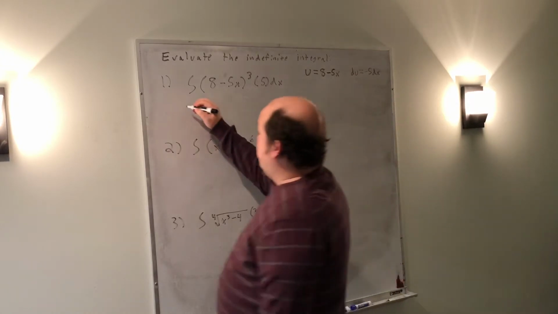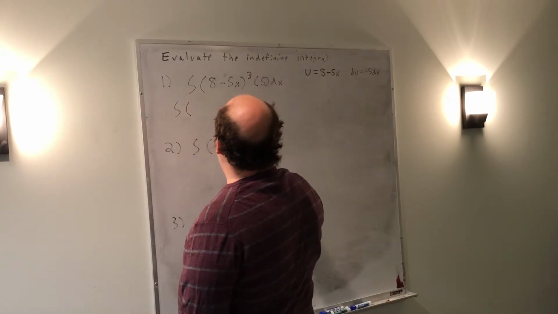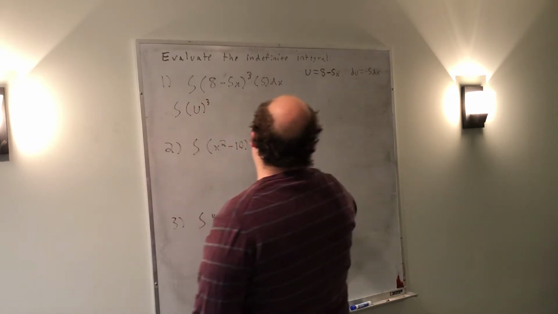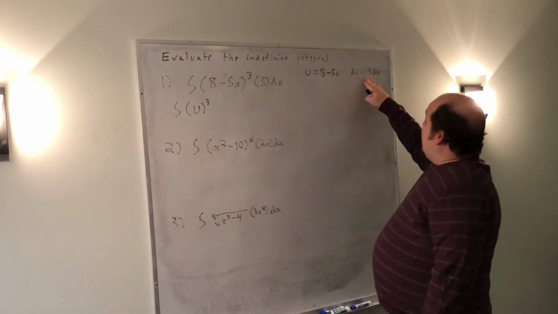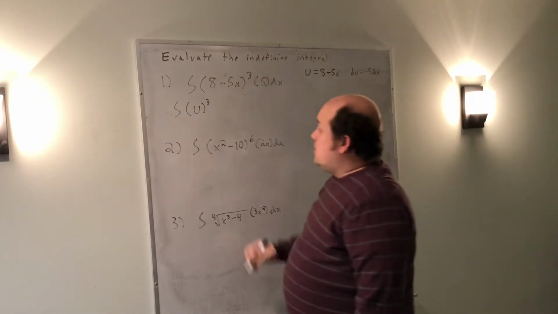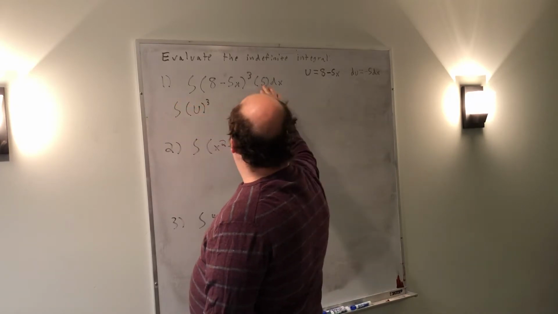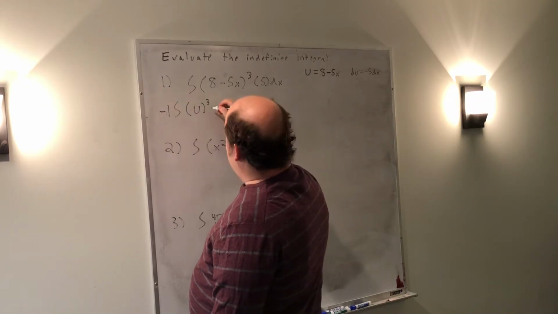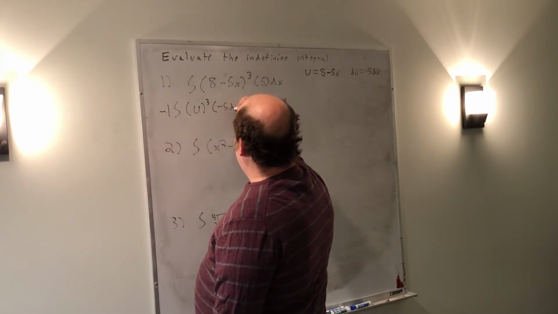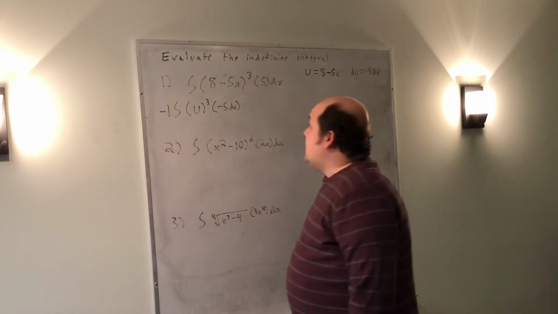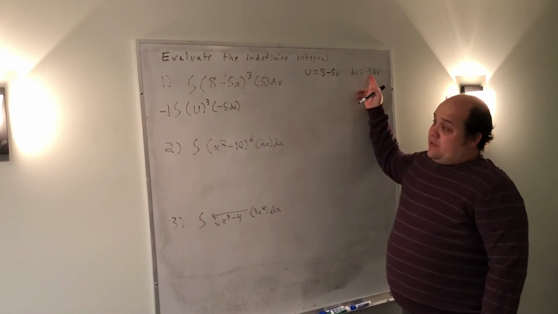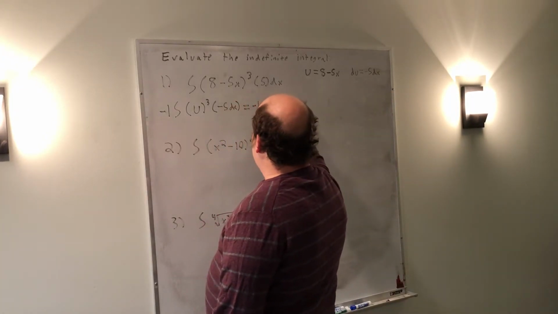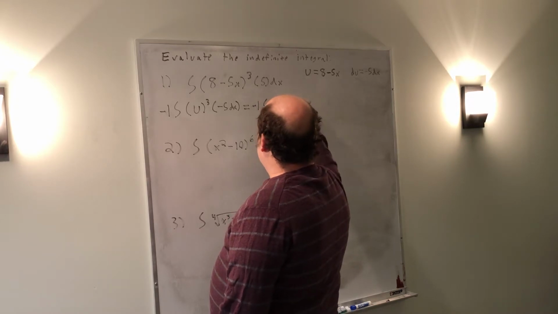So, I'm going to change the integral. Instead of saying 8 minus 5x to the third, I'm going to say u to the third. This says 5 dx. I want negative 5 dx. So, really what I'm going to do is multiply a negative 1 inside and a negative 1 outside. This negative 1 outside makes this negative 5 dx into exactly what I need to replace it with, du. So the integral becomes negative 1, the integral of u cubed du.